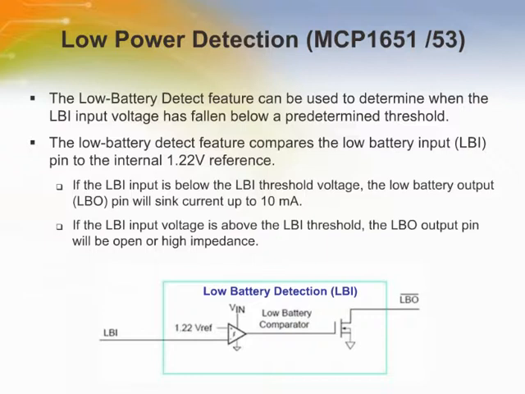The low battery detect feature can be used to determine when the LBI input voltage has fallen below a predetermined threshold. The low battery detect comparator continuously monitors the input on the LBI pin. When the voltage on the LBI pin is above the 1.22 volts plus 123 millivolts hysteresis, the LBO pin will be in a high impedance state, or open drain. As the voltage on the LBI pin decreases and is lower than the 1.22 volts typical threshold, the LBO pin will transition to a low state and is capable of sinking up to 10 milliamps.